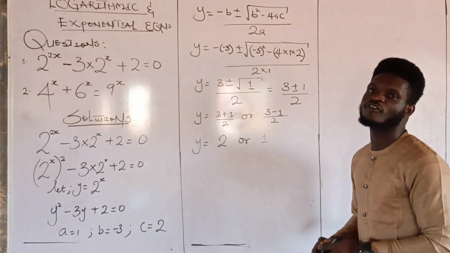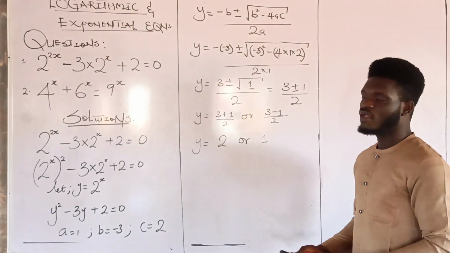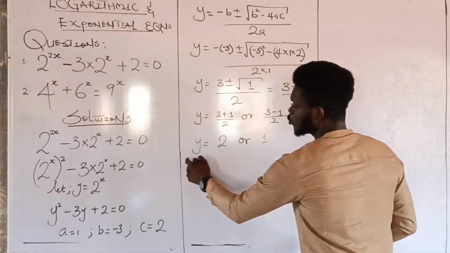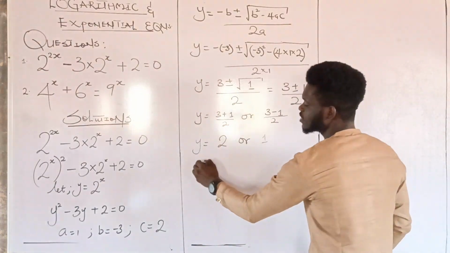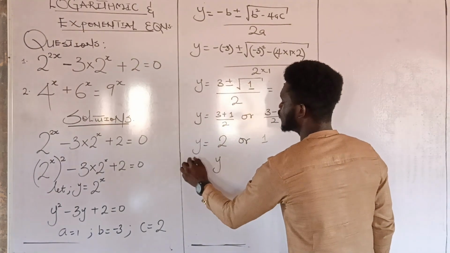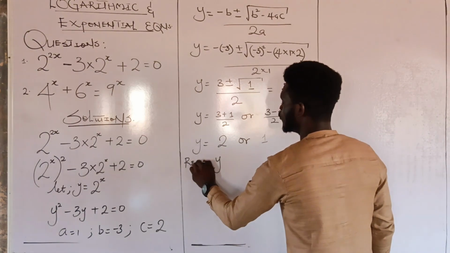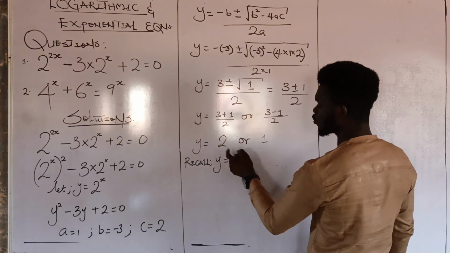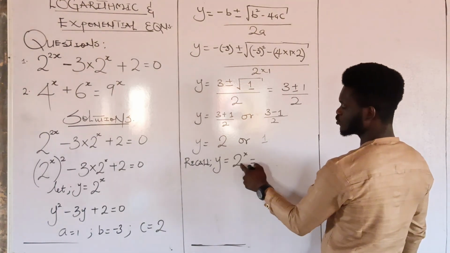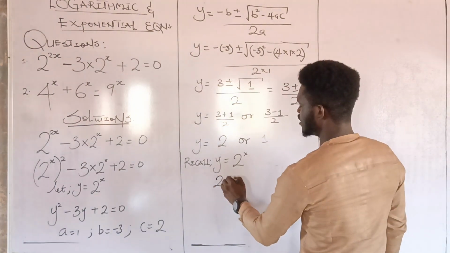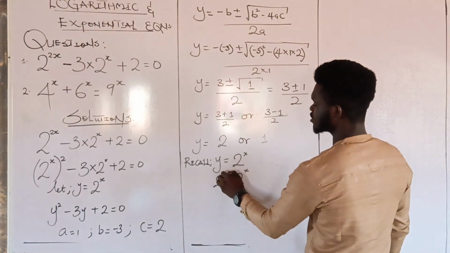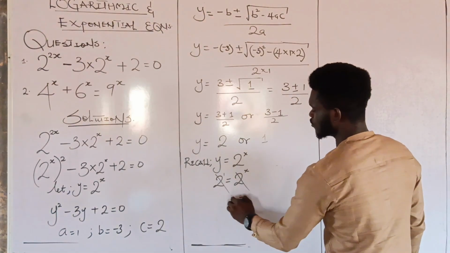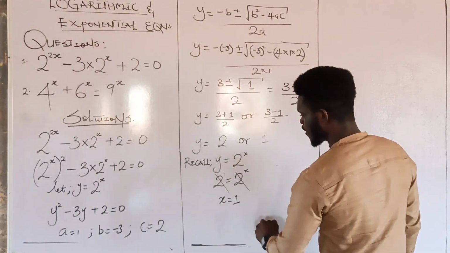But do not forget, they didn't tell us to look for y. We only made the substitution as y. So do not forget, y represented what? 2 to the power of x. So to get what the question asked us to look for, which was x, recall that y is equal to 2 raised to the power of x. So if y is equal to 2, we now have 2 is equal to 2 raised to the power of x. And what is that? 2 raised to the power of 1, because just 2 is 2 raised to the power of 1. So the 2 cancels out. We have that x is equal to 1.